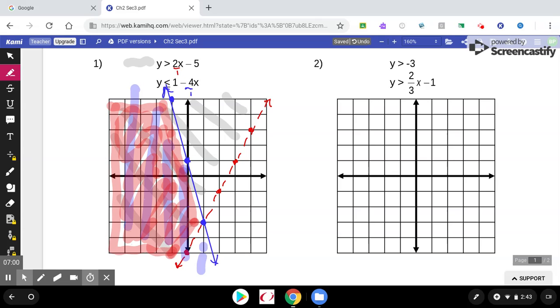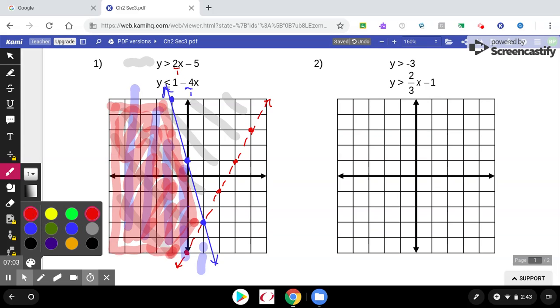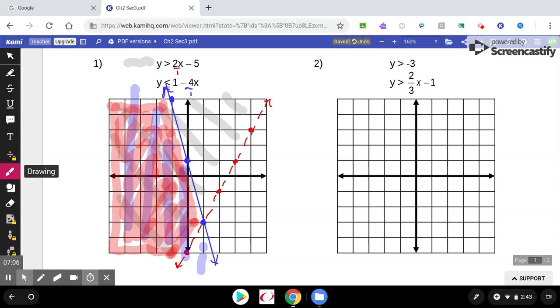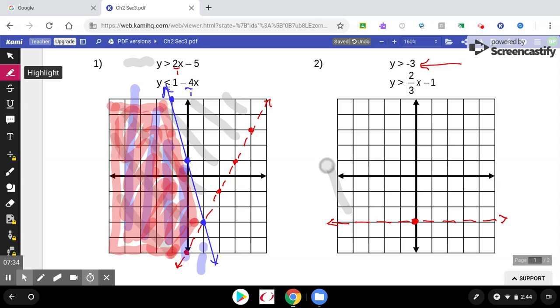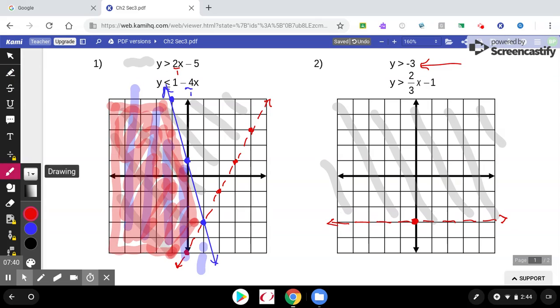All right, number 2. So both, and again, these all have y by itself, at least the first couple, so you might have to get y by itself. Top one, only a y. Please tell me you've committed this to memory by now. If it's only a y, it's got to be a horizontal line. So I don't see an equal to, so I'm going dashed. And greater than would mean shade above. So let's try the gray again and see how this goes. So shade above. There we go.